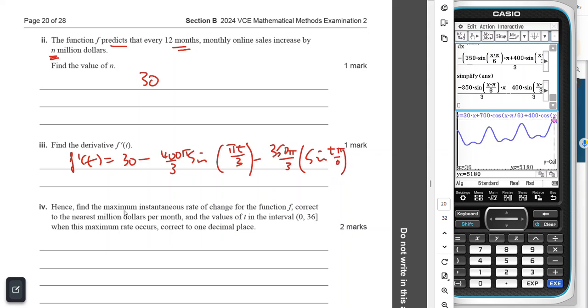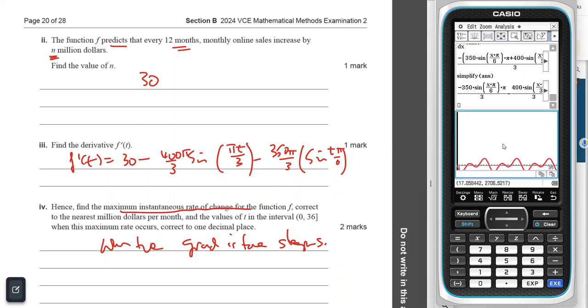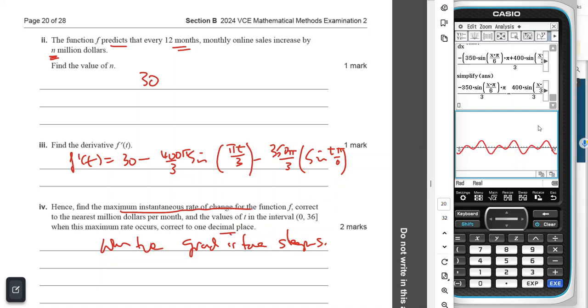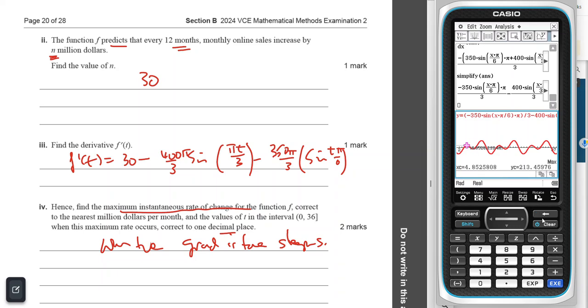Hence find the maximum instantaneous rate of change. That is when the gradient is the steepest. So if I graph the derivative, there's my derivative, 1 decimal place. I'm looking for analysis, G-solve maximum on my derivative, and that's going to be 725. That's also 725.